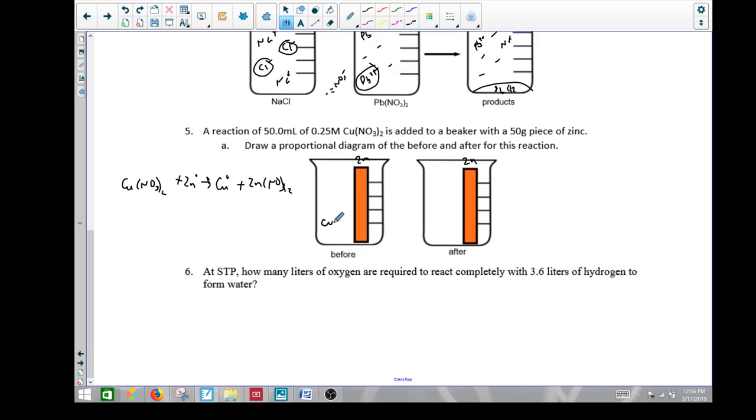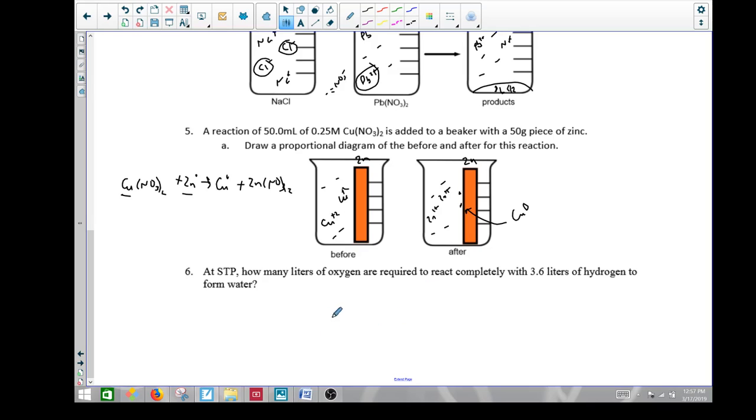So I can just draw copper, make sure you draw those charges on there. Nitrate, nitrate, copper plus 2, nitrate, nitrate. So I do 2 of them. These 2 will come up and they'll exchange. And if it's a 1-to-1 ratio between copper and zinc, afterwards all my nitrates are still there, and I have a zinc 2 plus, zinc 2 plus, and a copper here and a copper here. We could label those as copper metals. No charge.